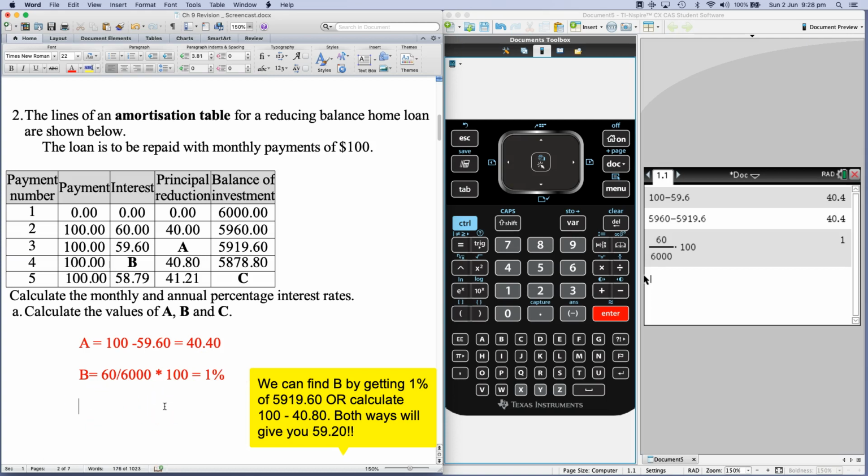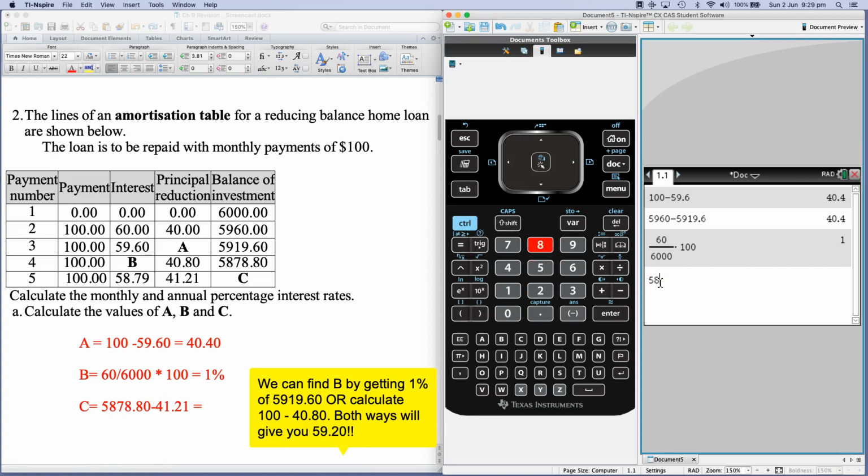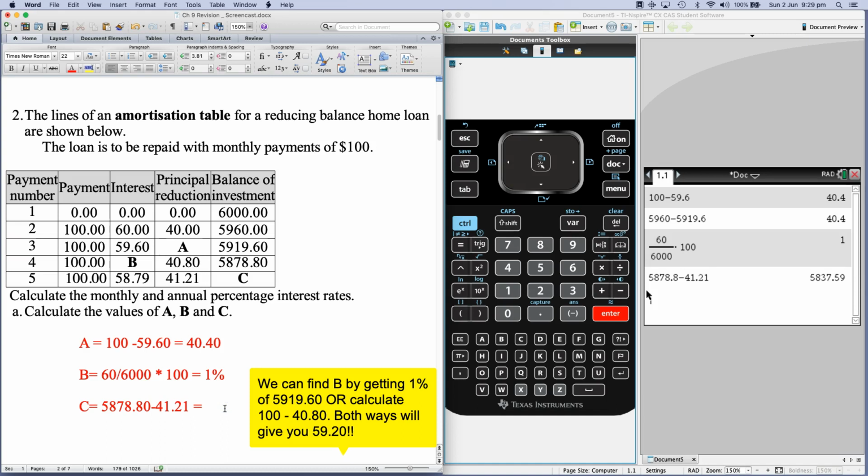and C is just going to be what is the balance after payment 5. So after payment 5, we have to look at principal is going to be reduced by $41.21. Okay, so C is going to be equal to the previous loan balance minus the principal reduction after payment 5. So it's 5837 and 59 cents.